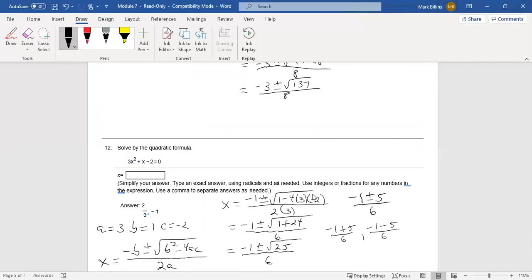So -1 plus 5 is 4 over 6, which reduces to 2/3. For my other answer, -1 minus 5 is -6 over 6, which reduces to -1. So my two answers would be 2/3 and -1. Anytime my numbers come out to be rational without radical signs, that means the problem could have been factored in the first place. So if all else fails and you're not sure whether something can be factored or not, just use the quadratic formula. It will always work.